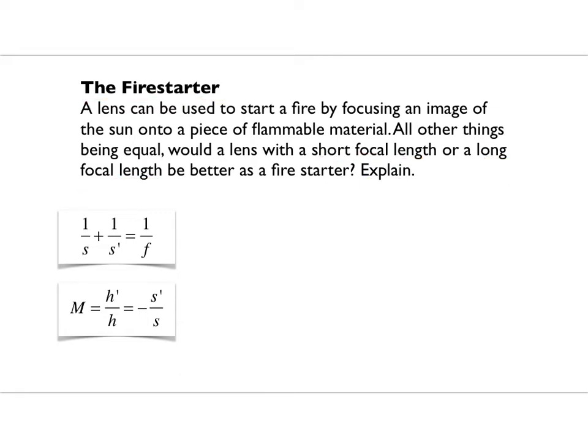Now let's take a look at our basic relationships that we have right here. I want to have a fire starter. What you're doing with a lens is you're actually projecting an image of the distant sun. So I've got the distant sun out here, and I'm projecting an image of the sun on a piece of wood or something that I want to set on fire. That's what's happening. The rays of light are coming together and I'm making an image of the sun. And I want to have a really, really tiny image.